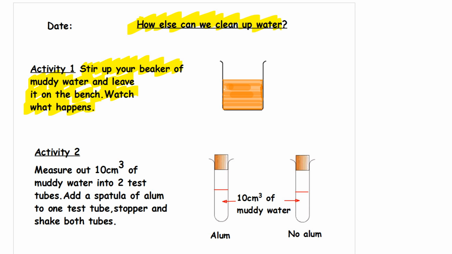Activity number 2. We can measure out 10 centimetres cubed of muddy water and put them into 2 test tubes. Add a spatula of alum to one of the test tubes. So this one's got alum. Then you add a stopper into both, shake them and see what happens. Now let's have a look and see actually what happens in this experiment.